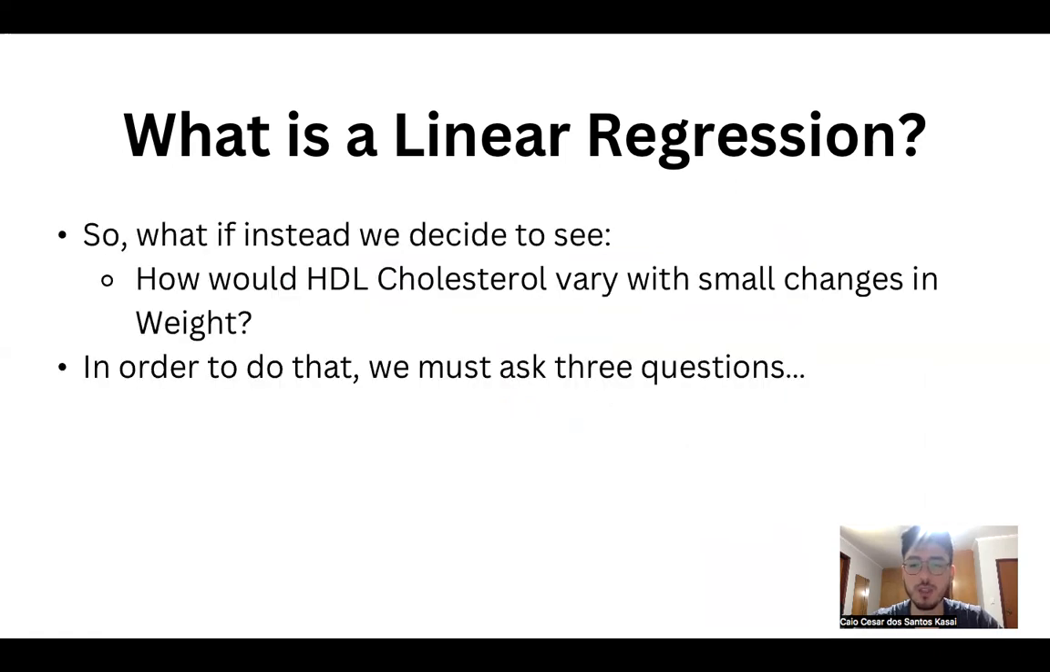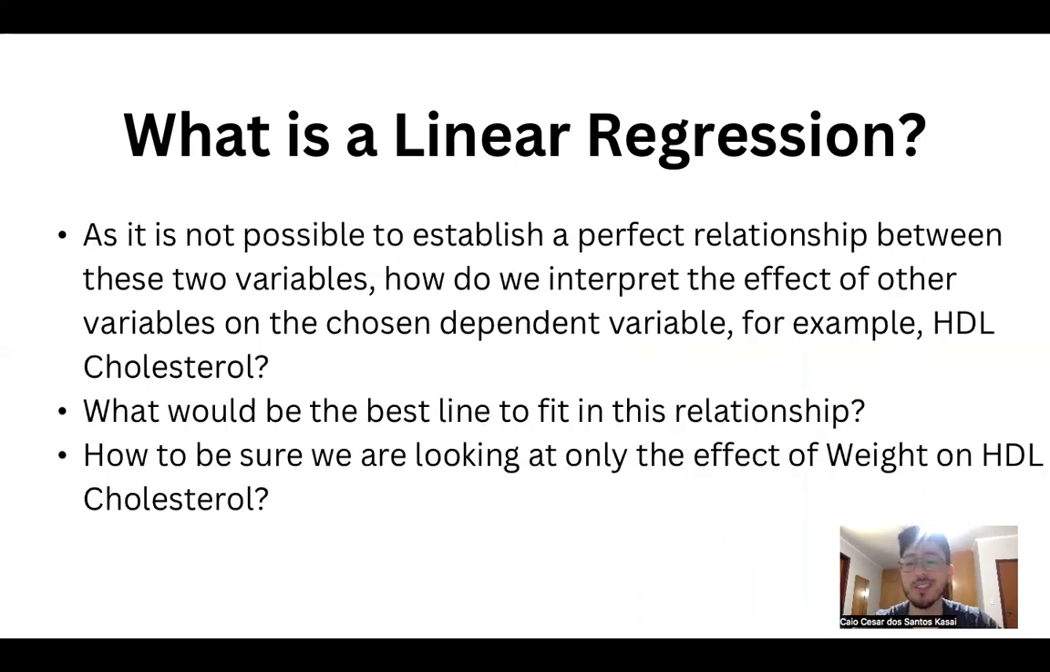So what if instead of looking at the correlation and the mean difference, we decide to see how the HDL cholesterol would vary with small changes in weight? And in order to do that, we must ask three questions. The first question is, as it is not possible to establish a perfect relationship between these two variables, how do we interpret the effect of other variables on the chosen dependent variable? For example, the HDL cholesterol. I mean, how do we interpret the effect of other variables that are not weight, right?